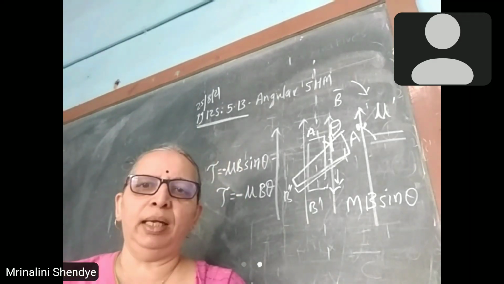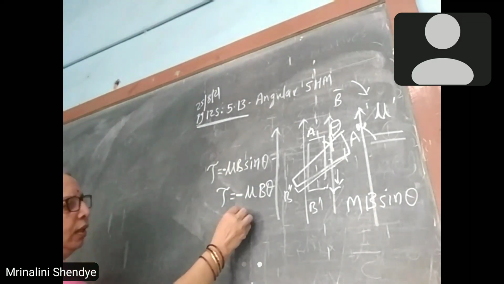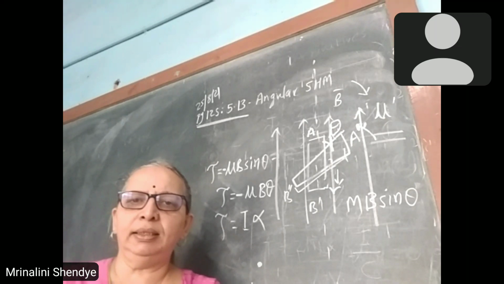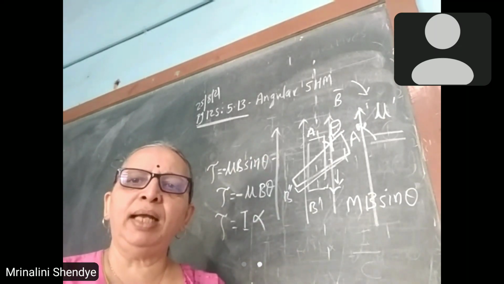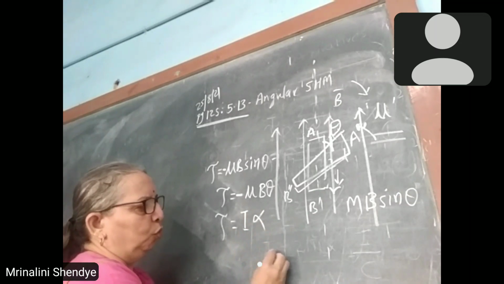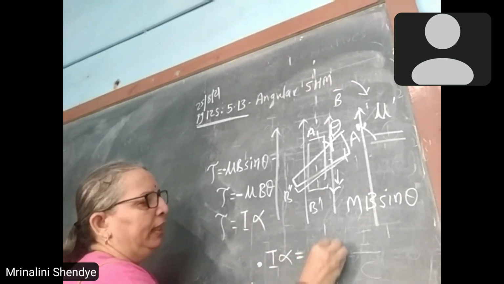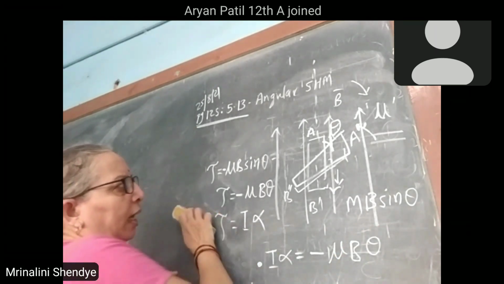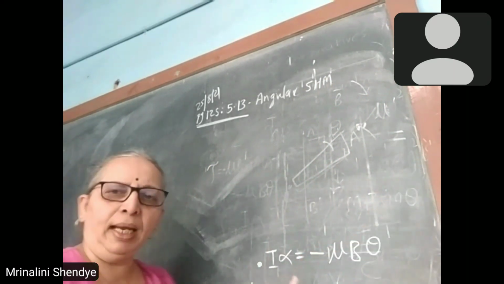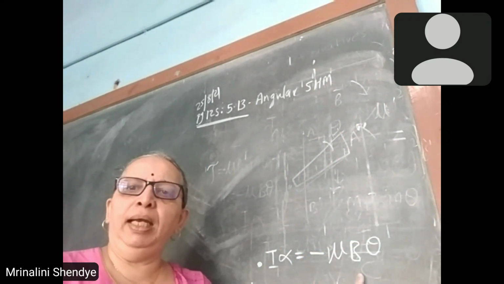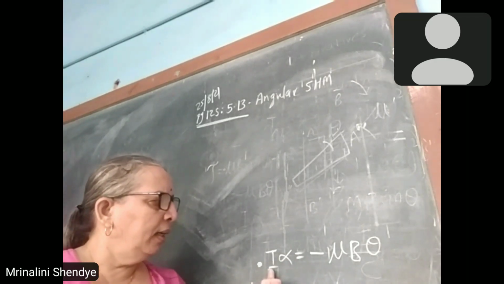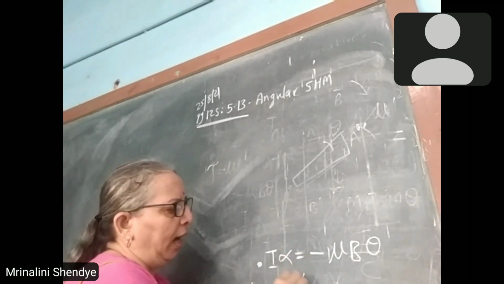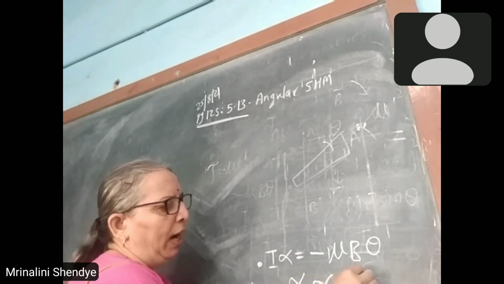This is angular SHM. So in terms of angular acceleration produced, we can define tau as I alpha, where I is its moment of inertia about given axis of rotation. Equating these two, I could write I alpha as minus mu b theta. We are interested in finding its periodic time. So इसमें क्या होता है, dipole moment does not change, b is also constant, so I is also constant.